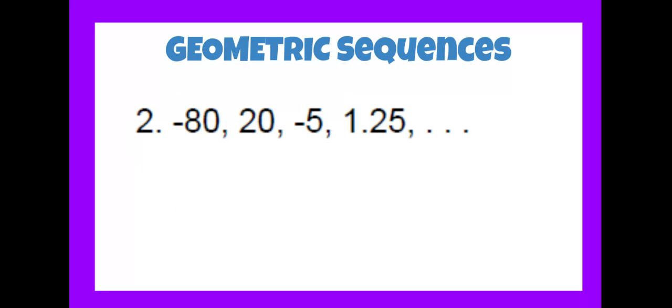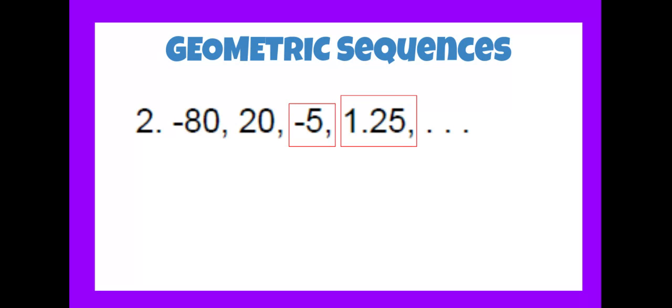So the next sequence is -80, 20, -5, and 1.25. This sequence is going down, so we know our answer is going to have to be a fraction of some sort. If you're not sure, many of you know you're dividing by -4, but that's not really what we're talking about here. So I want you guys to make sure that you get this down in your calculator.